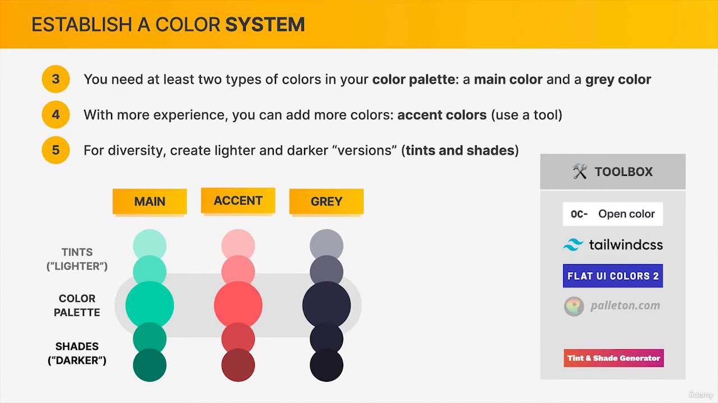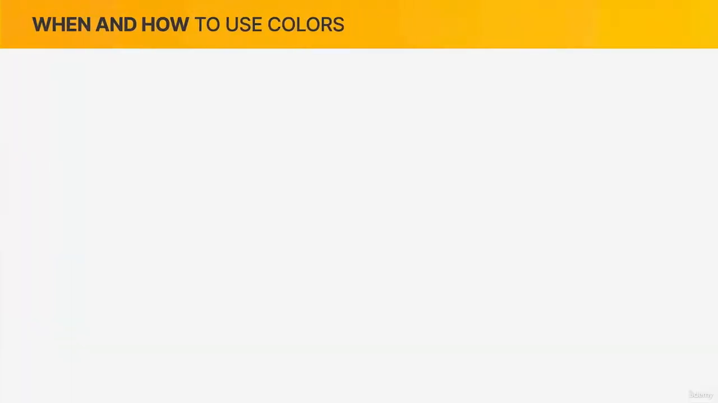So for that, a tool like Peloton is great, or a tool like Coolors, which can actually generate entire color palettes. Alright, so with that, you chose all your colors and established a nice color system. And so all we need to learn is when and how you should actually use colors in your design.